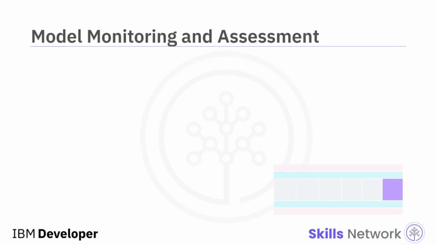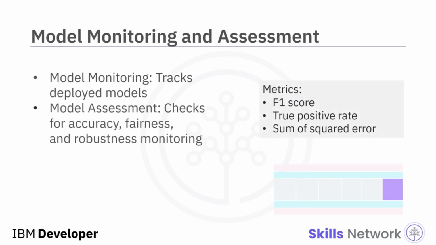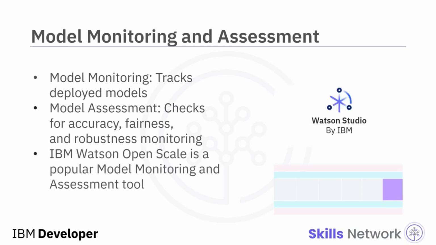Now, model monitoring and assessment run continuous quality checks to ensure a model's accuracy, fairness, and robustness. Model monitoring uses tools like Fiddler to track the performance of deployed models in a production environment. Model assessment uses evaluation metrics like the F1 score, true positive rate, or the sum of squared error to understand a model's performance. A well-known example is the IBM Watson OpenScale, which continuously monitors deployed machine learning and deep learning models. It will improve the accuracy and quality of your predictions.